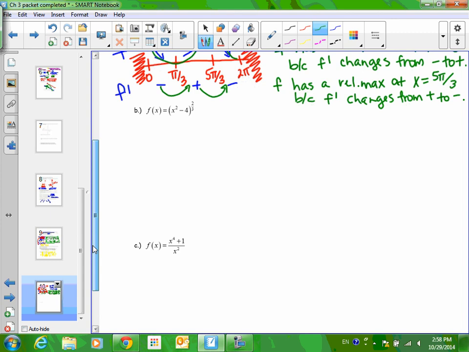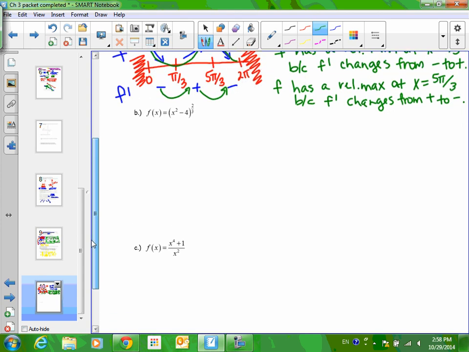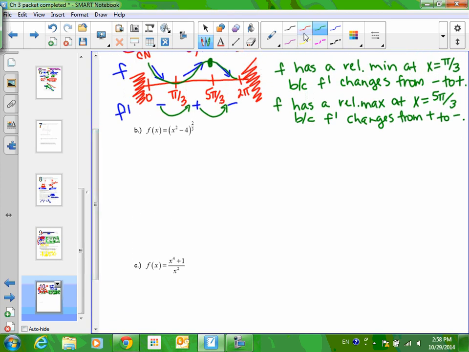Alright, so we're done with the trig one. Now let's work one with a little bit more algebra. Okay, what's the first thing we gotta do, guys? Everybody. Derive it. So f prime of x equals, what's gonna be the derivative? So 2/3 x squared minus 4 to the negative 1/3 times 2x.